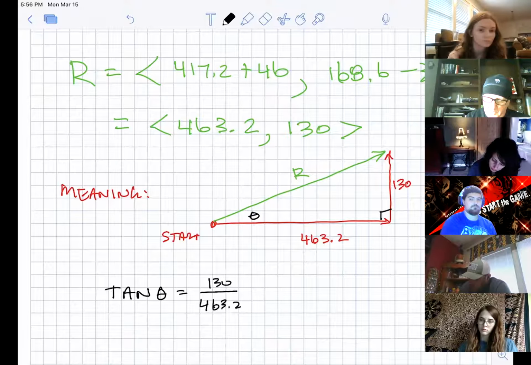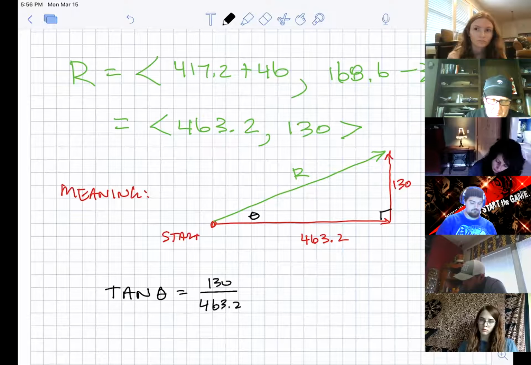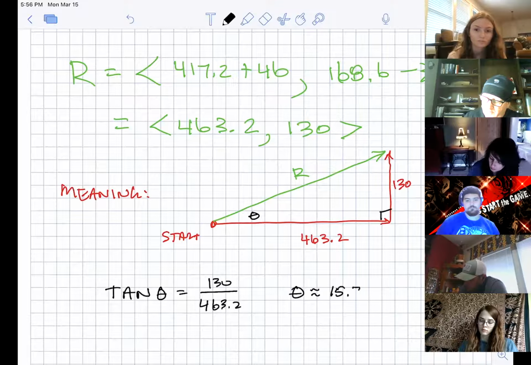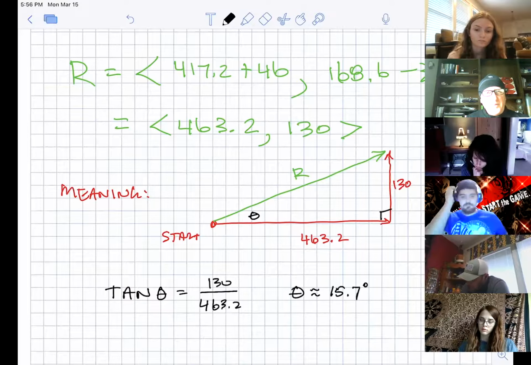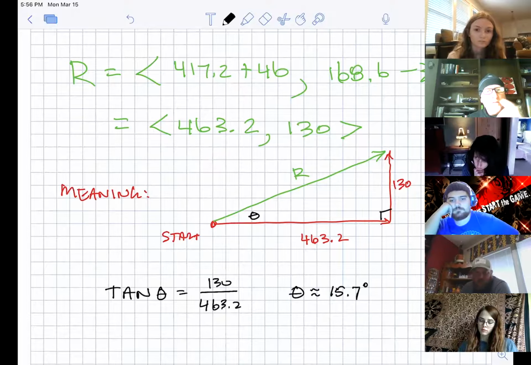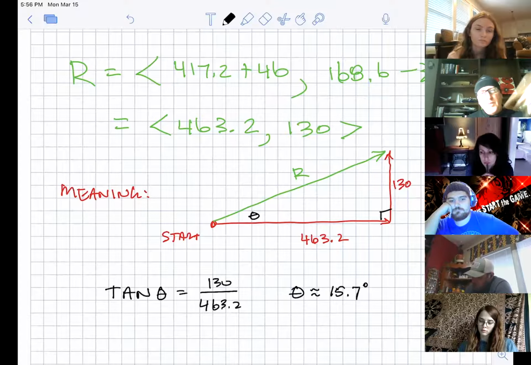So if I go inverse tangent of that, I'm hoping you feel good about this. We have the final coming. Inverse tangent of 130 divided by 463.2. I get that theta is approximately 15.7 degrees. In other words, that's the way the plane's actually going to fly. Remember how the pilot said, I'm going to fly at 22. Basically, the wind says, no, you're not. You're going to fly at 15.7. That's what you're actually going to do, because the wind's blowing you.